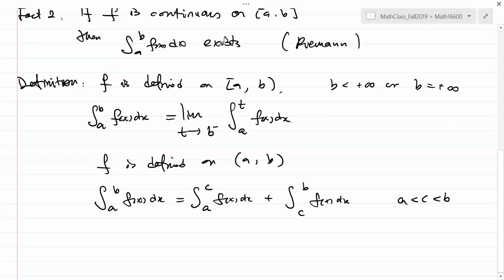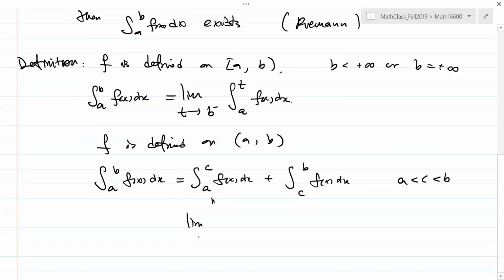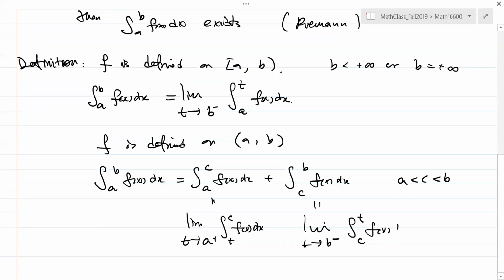Now, for the integral from a to c, one side is open, the other side is closed. So this one is going to be the limit as t approaches a from the positive side, okay? This is a proper integral, and this one will be t approaches b from the left hand side. Okay, so that's the definition of the integral if the function is defined on a half open, half closed interval or both sides of the open interval.